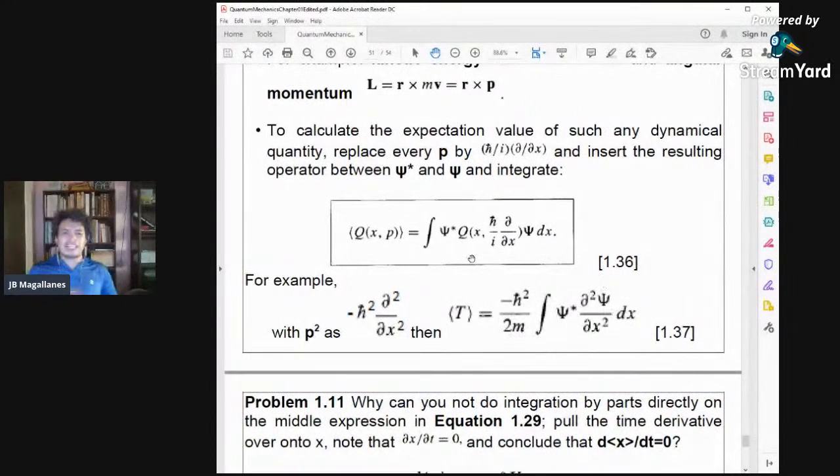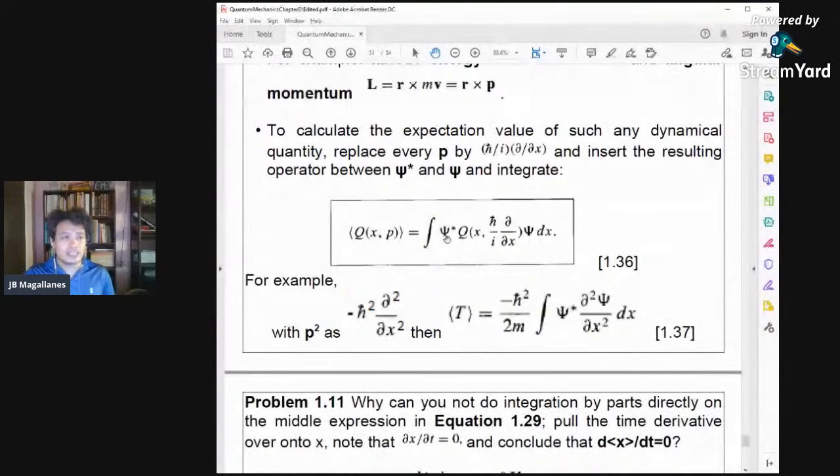So for any dynamical variable, the momentum in that variable or the position in that variable can be changed with the derivative, and then you just retain x because x is just the same. No? So you can also get the expectation of anything if you replace that anything in between psi star and psi.